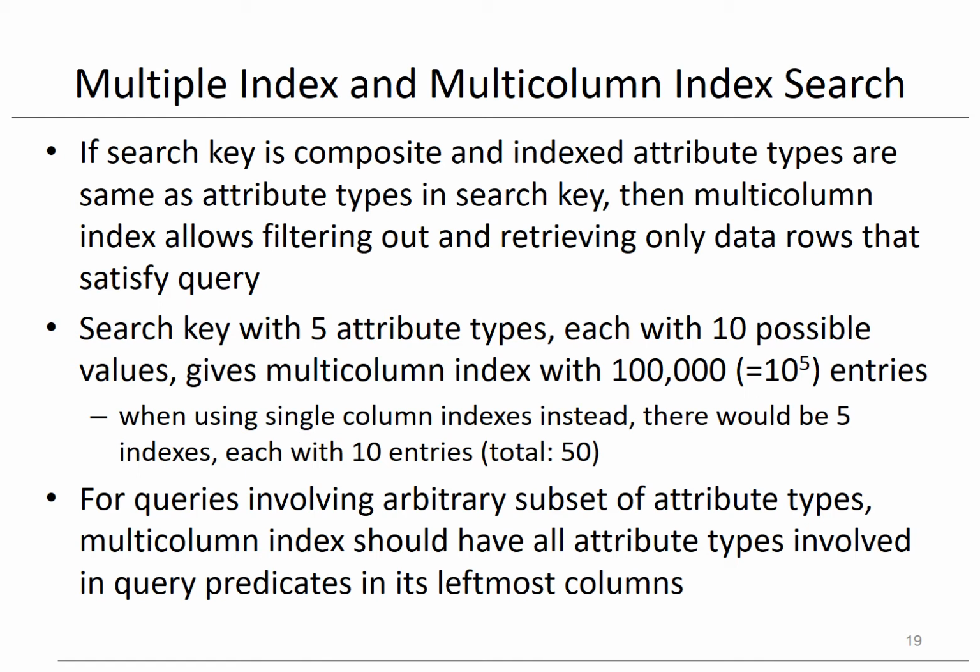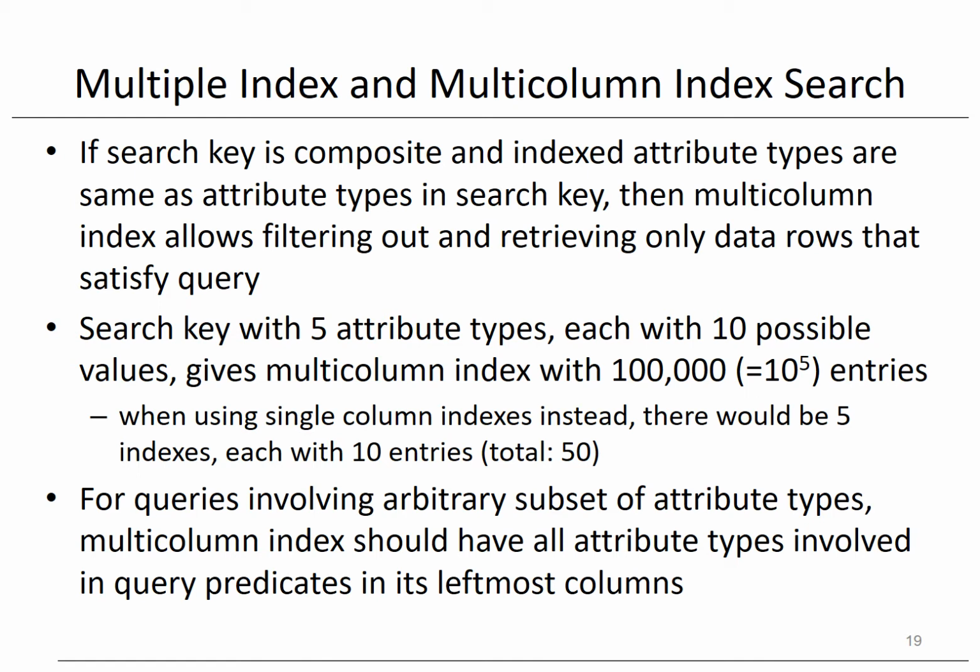In most cases, it is not feasible to create a multi-column index for every possible combination of search keys, as these indexes would become very large. For example, a search key with 5 attribute types, each with 10 possible values, would yield a multi-column index with 100,000 entries. When using single-column indexes instead, there would be 5 indexes, each with 10 entries, thus 50 entries in total.